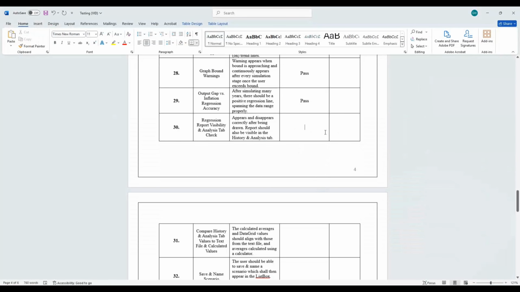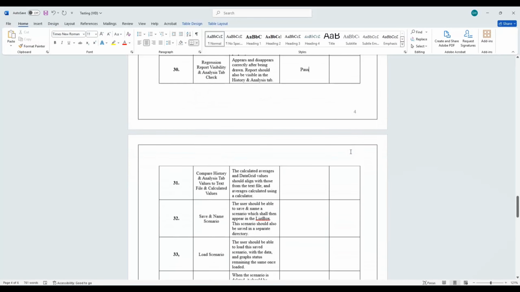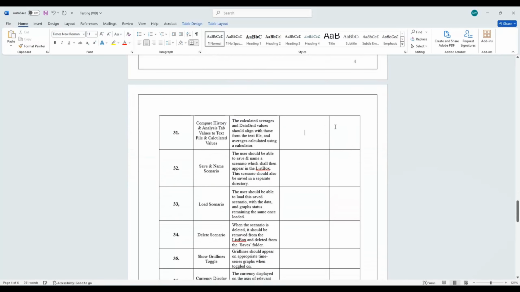So you can mark this as a pass. Next thing we'll be testing out is whether the averages are being calculated correctly in the analysis tab, so we're not being misled by the indicators that we are being presented with.